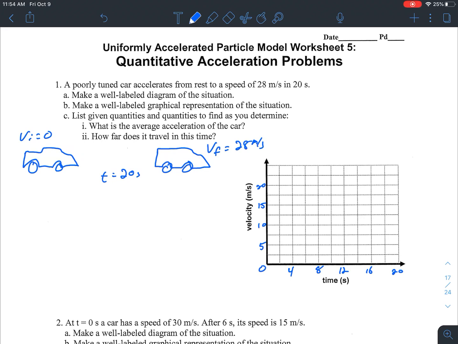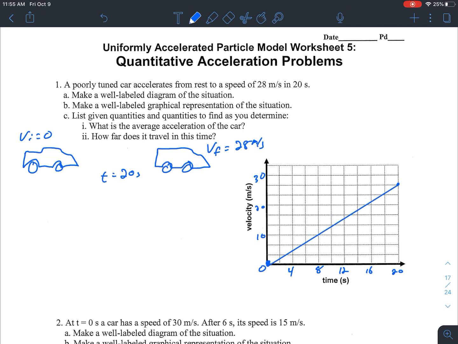That won't work. Sorry about that. Oh, every third I did is 10. That's what I did. 10. Cool. So then we know we're going from 0 meters per second all the way to 28, which is probably going to be about right around here. And we draw that line the best that we can.